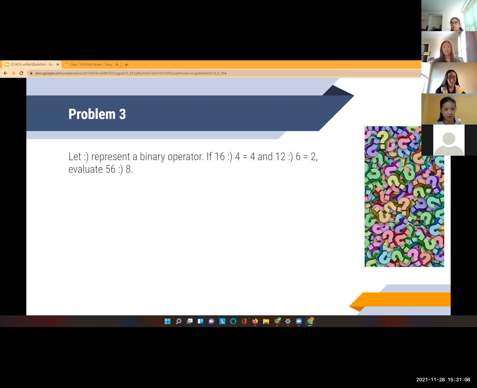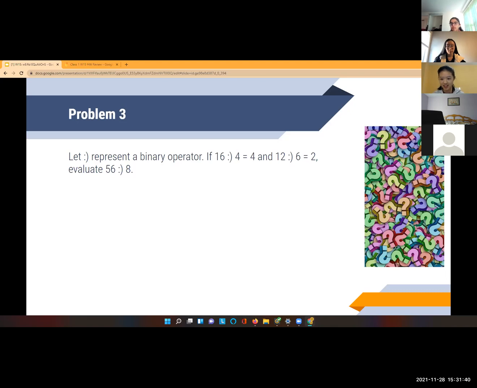Okay, a third problem. Let some smiley face represent a binary operator. If 16 smiley face 4 equals 4 and 12 smiley face 6 equals 2, then evaluate 56 smiley face 8. This question is a little bit weird because it doesn't actually tell you what smiley face means, but you probably will be able to tell based on the questions they gave you.